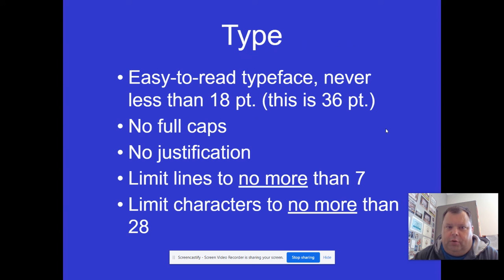Okay, here we go. Some more type. You need to be easy to read, so 36 point or larger. And again, no more than 7, and limit the amount of words in each bullet point. Try to keep it under 28. Now, again, these are just rules of thumb that you should try to do.